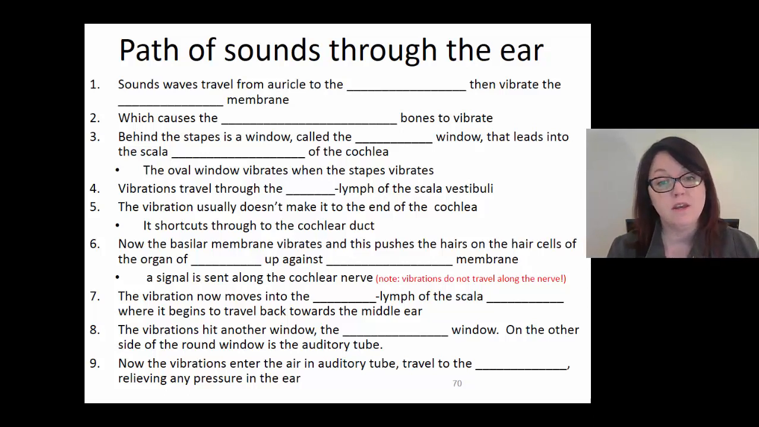The vibrations will then hit the round window, and on the other side of the round window is going to be a space leading to the auditory tube, or the eustachian tube, if you will. Now the vibrations are going to enter into the air of the auditory tube, where they will travel through the pharynx, relieving any pressure in the ear.